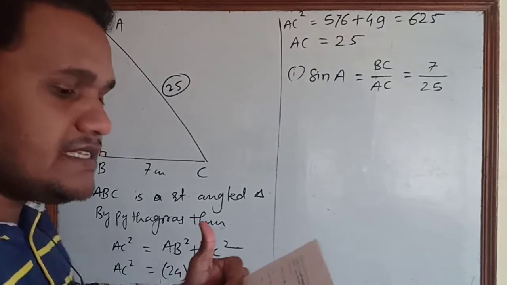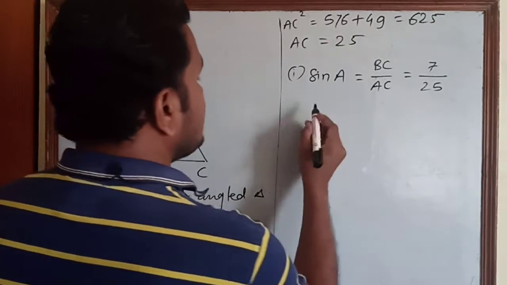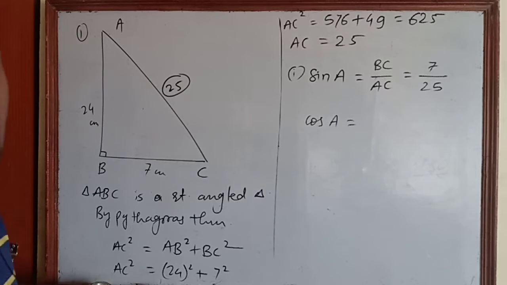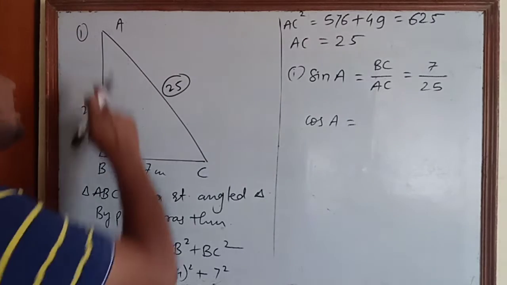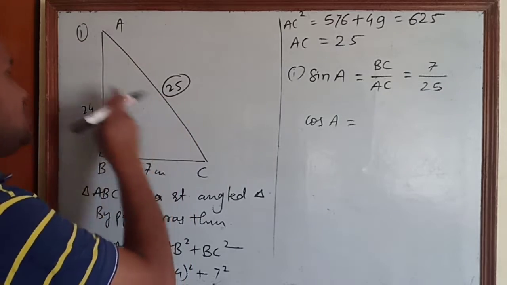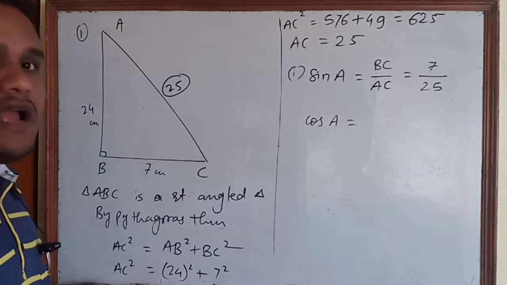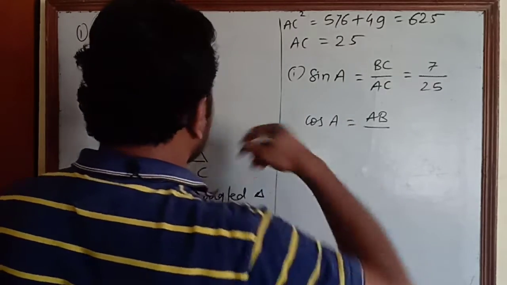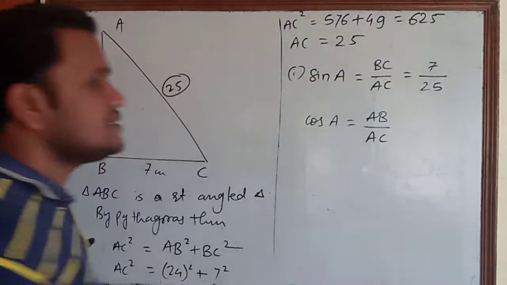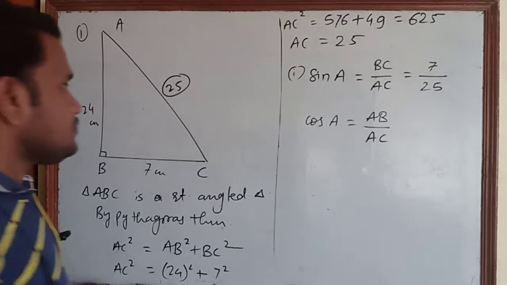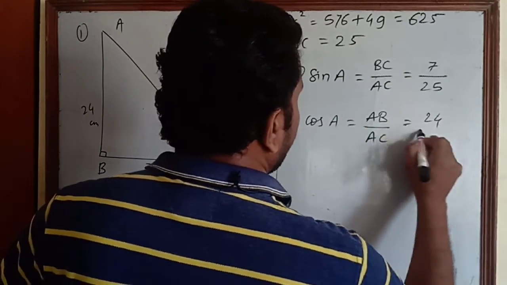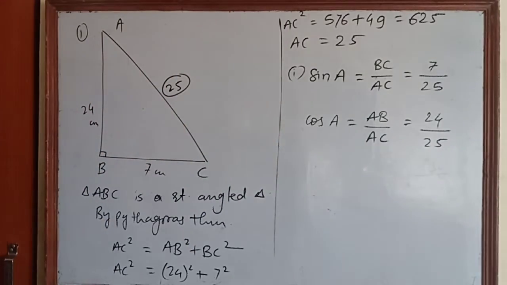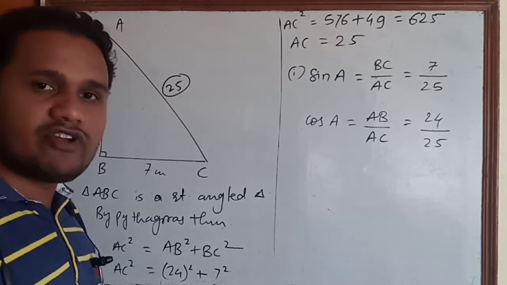Similarly, the second is we have to find cos A. You must know the ratio. Cos means adjacent upon hypotenuse. So cos A. Now this is angle A, this is hypotenuse. So this side AB must be an adjacent side. So we will say that adjacent AB upon again hypotenuse AC. So in this way, your AB is 24, your AC is 25. Okay. So in this way, so simple it is. In this way we got the solution.